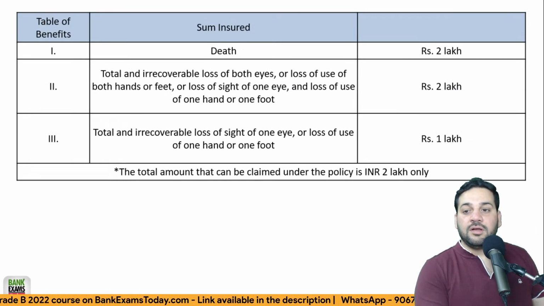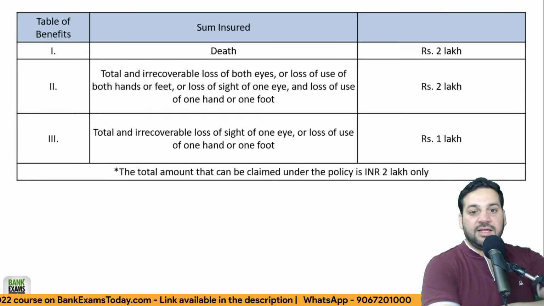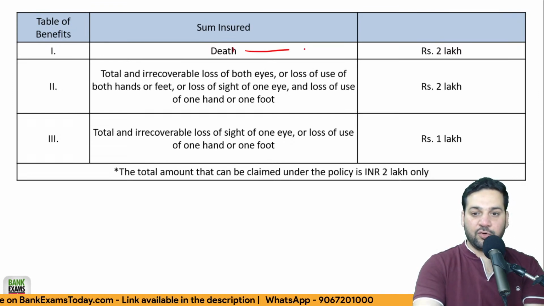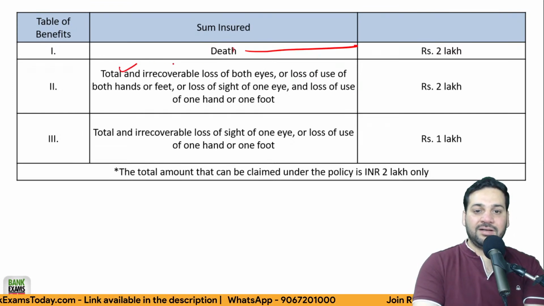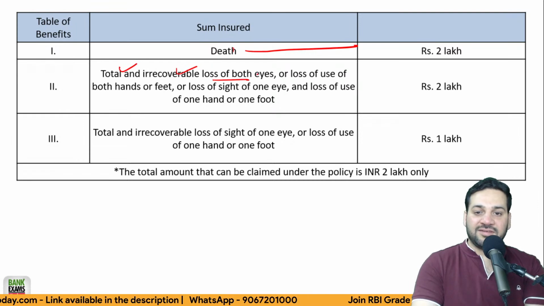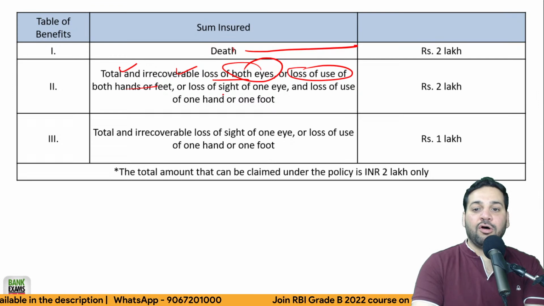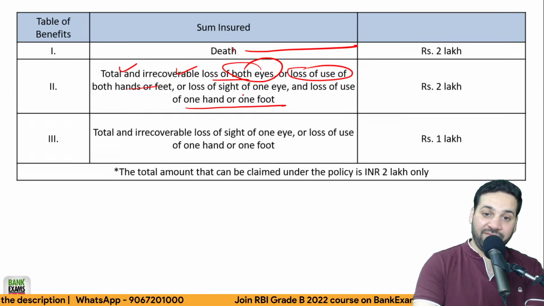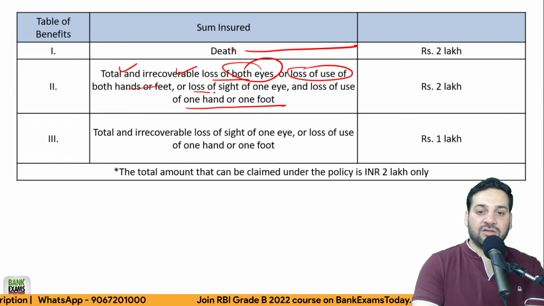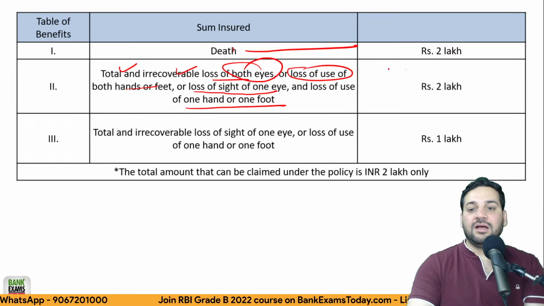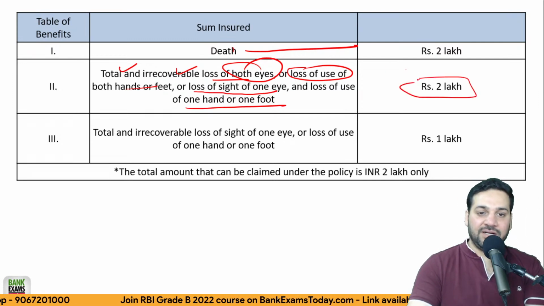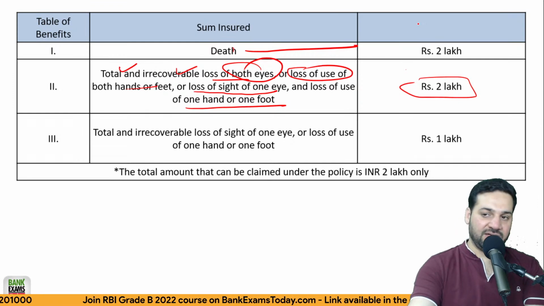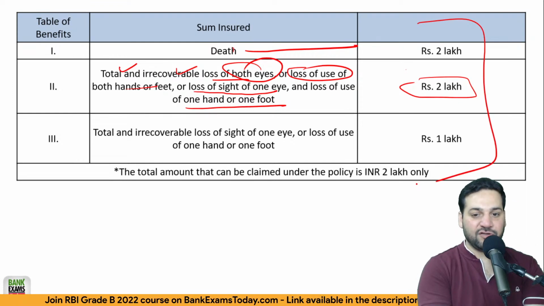let's move forward. So it's clear here. In case of death, 2 lakh rupees. In case of total irrecoverable loss of both eyes, or loss of use of both hands or feet, or one hand and one foot, or loss of sight of one eye, that would be the complete disability, right? So that is the definition of complete and partial disabilities.